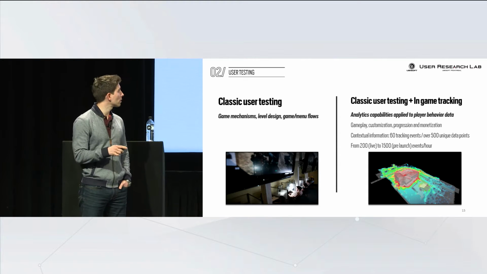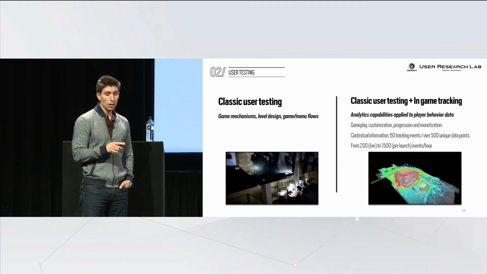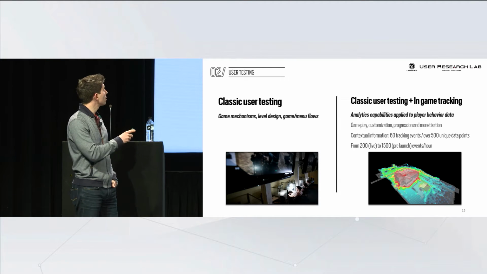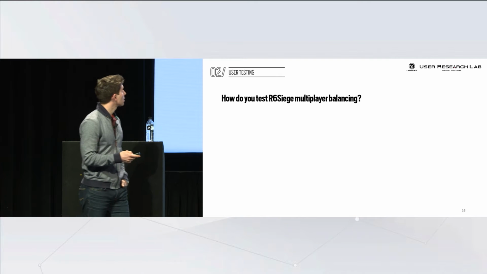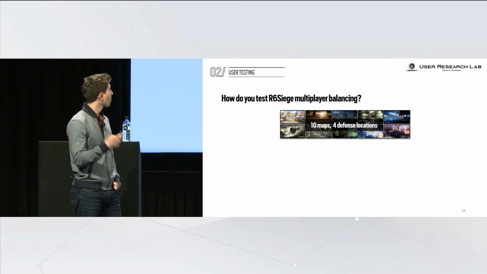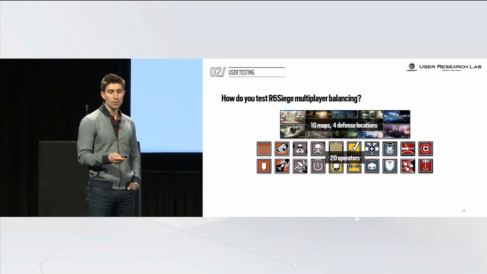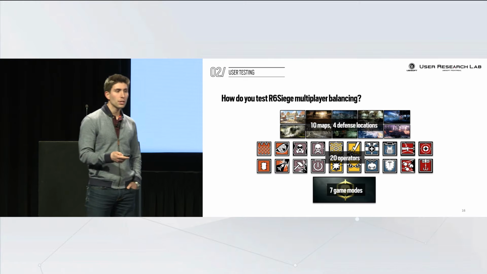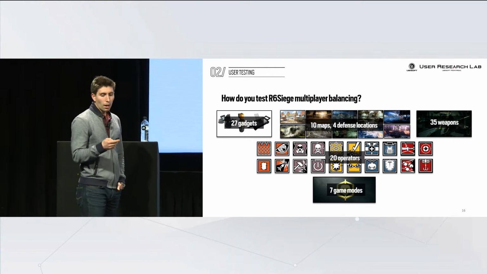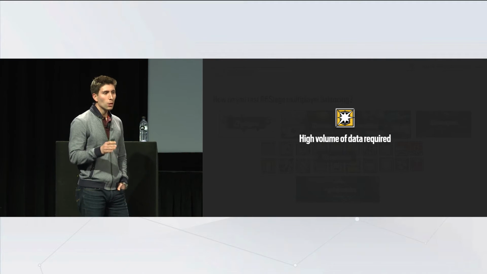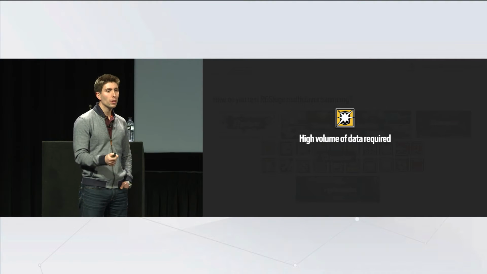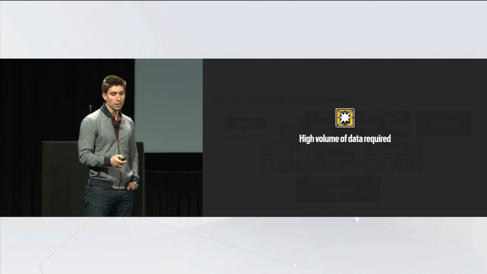We talked about the balancing challenge that we had. So one question that you may have is, with all this setup, how do I test the multiplayer balancing of a game with all these features? 10 maps, 4 defense locations per map, 20 operators, 7 game modes, 35 weapons, 27 gadgets. Whatever you do, you will need a high volume of data in order to accurately report on gameplay and balancing.